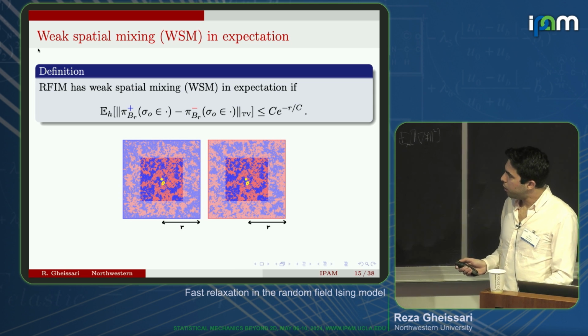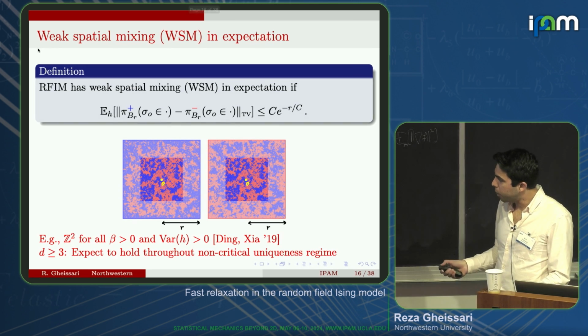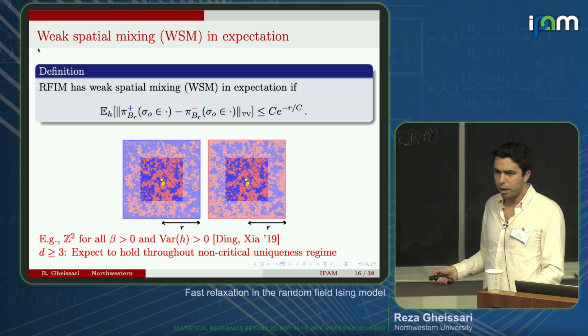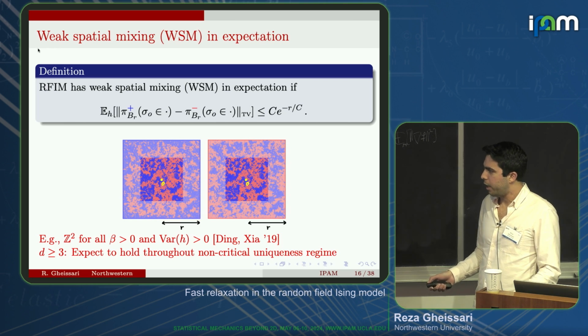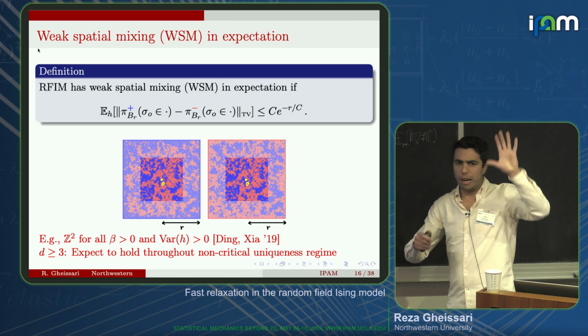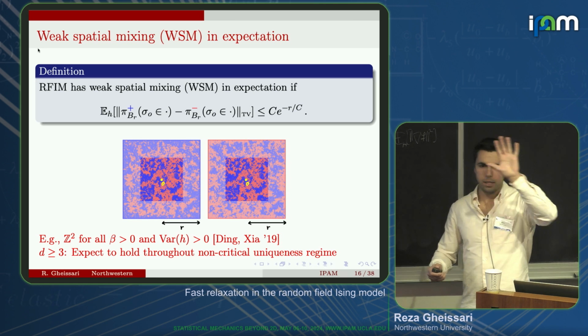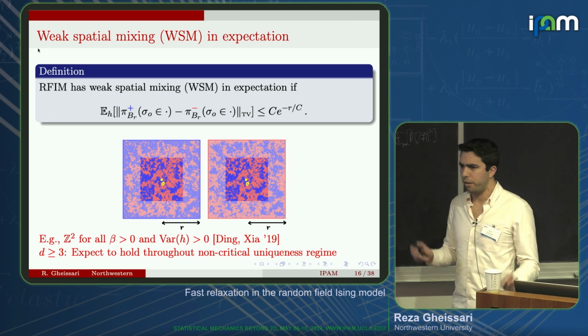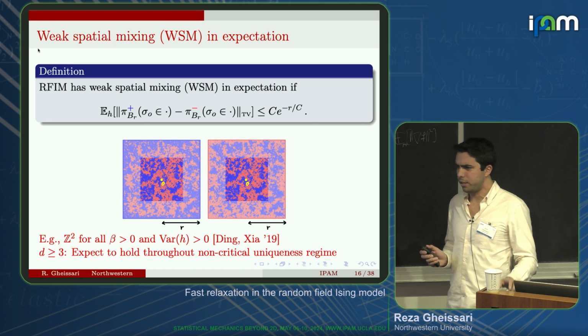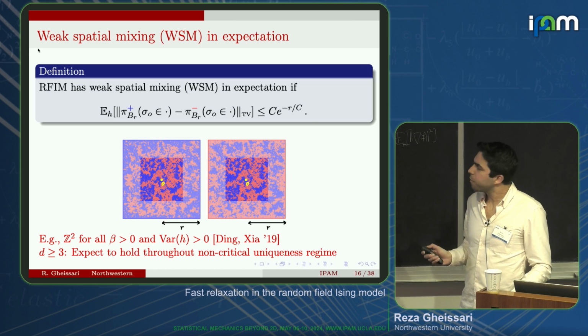All right. So under this kind of assumption, for example, in Z2, this follows from the result that would establish the Imry-Ma phenomenon: you have exponential decay of correlations, so you have this weak spatial mixing in expectation for all temperatures and all positive variances. And in D at least 3, it should be throughout that yellow-orange region as well as the red region. So this is a minimal assumption of high temperature behavior, is how it's thought of.